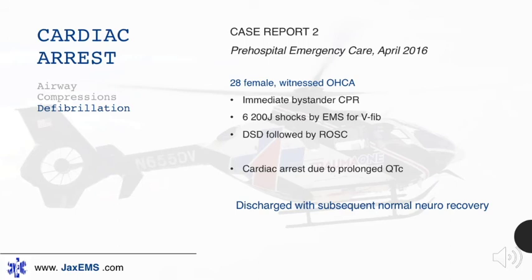This one, 28-year-old female, ended up having long QT syndrome, immediate bystander CPR, 6 shocks by EMS, got double sequential, walked out of the hospital, normal neuro recovery. So again, these are all case reports, some of the weaker data you can have, but it's somewhat compelling.